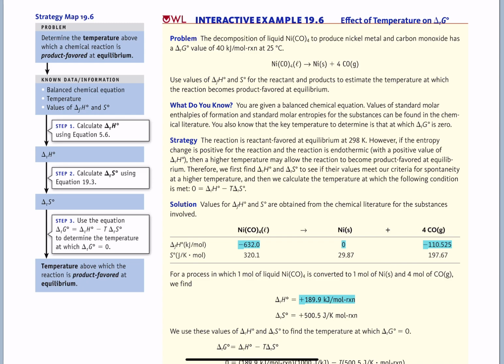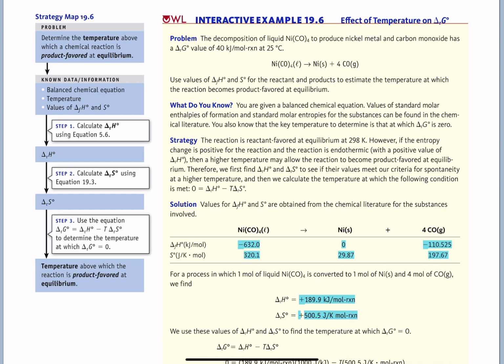By the same token, if we take 4 times my entropy value plus my entropy value for nickel, remember, only crystalline structures such as metals have an entropy of 0 at absolute 0, so it is positive even though it's elemental. You take the sum of those, 4 times the 197.67 plus the 29.87, subtract the 320.1, and you get a positive 500 here.